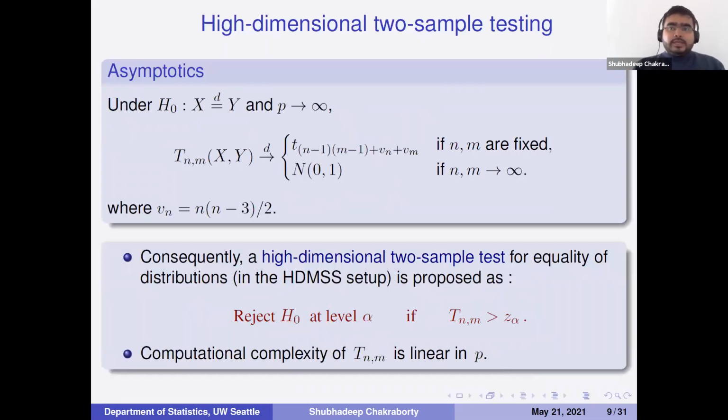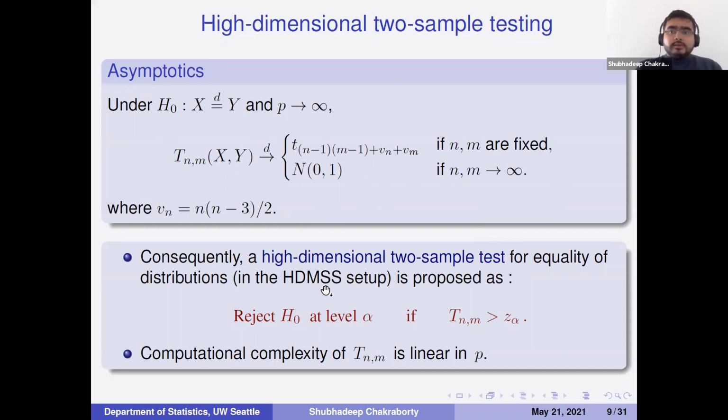Coming to the asymptotic properties, which are very important: we showed that under certain mild conditions, under the null hypothesis that X and Y are identically distributed, as the dimension grows to infinity, the two sample statistic converges weakly to a t distribution when the sample sizes are fixed, which is popularly called the high dimension low sample size framework, and to a standard normal limit when the sample sizes grow to infinity as well at a slower rate than p, which is typically called in the literature the high dimension medium sample size framework.